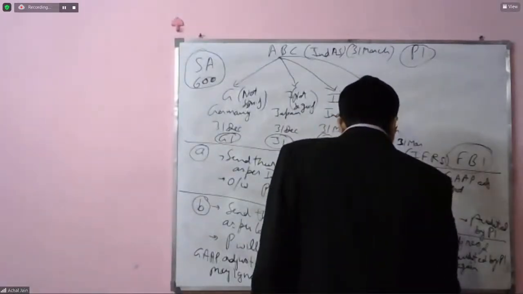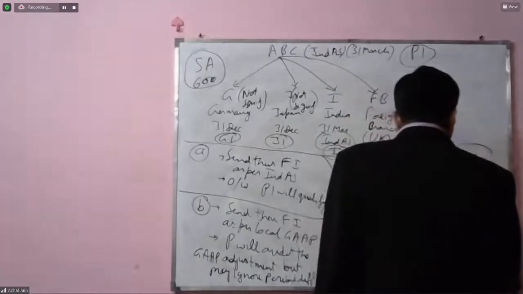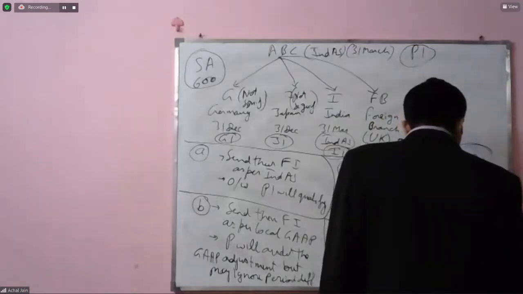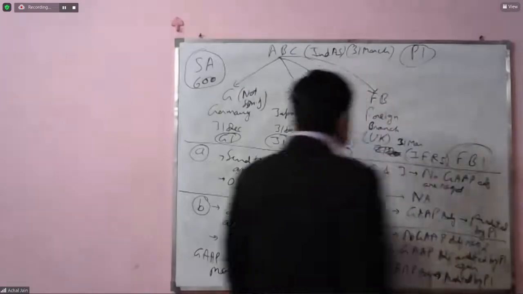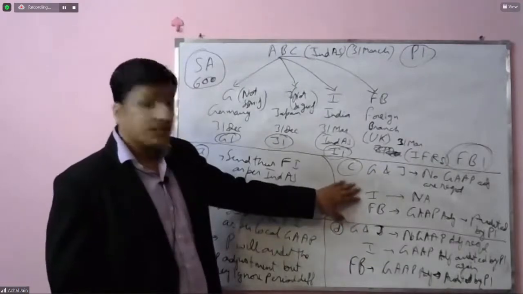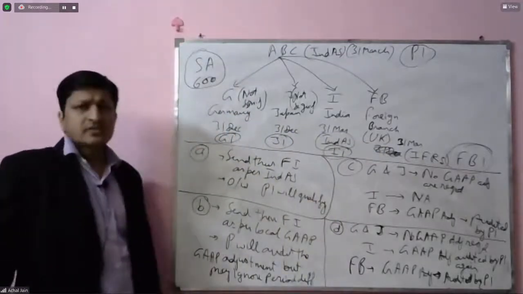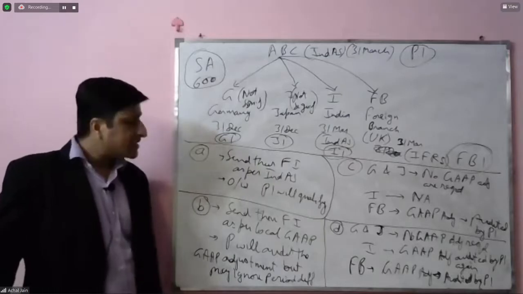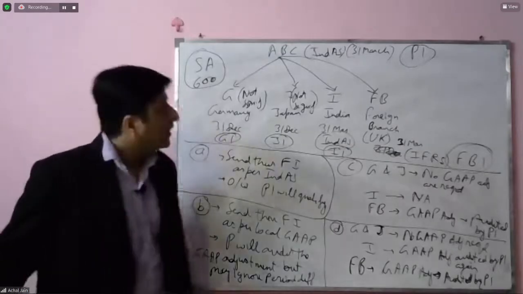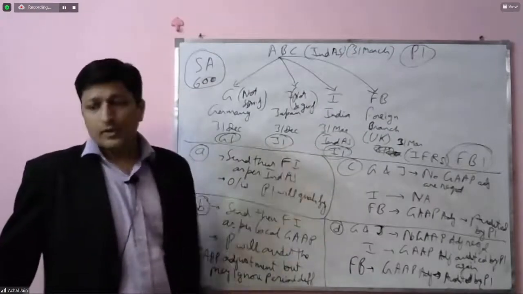For FB, gap adjustments will be audited by P1. So C and D are largely the same, except that for I it's not applicable in option C. In option D we are saying that because Ind AS is relatively new to India, these gap adjustments should be reviewed or audited by the principal auditor also, even though this has been audited by the component auditor.